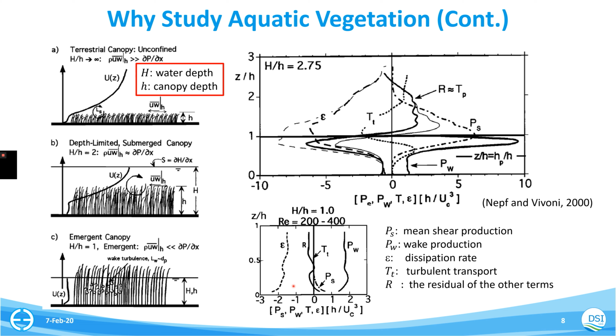in the figure. The total summation of the mean shear production, the wake production, the dissipation rate, the turbulence transport, and the residual should be 0. In this emergent case, you will find the wake production is dominant for the whole vertical profile, and there is some shear production due to the roughness. Then the dissipation rate is balanced with the wake production. So here is the emergent case.